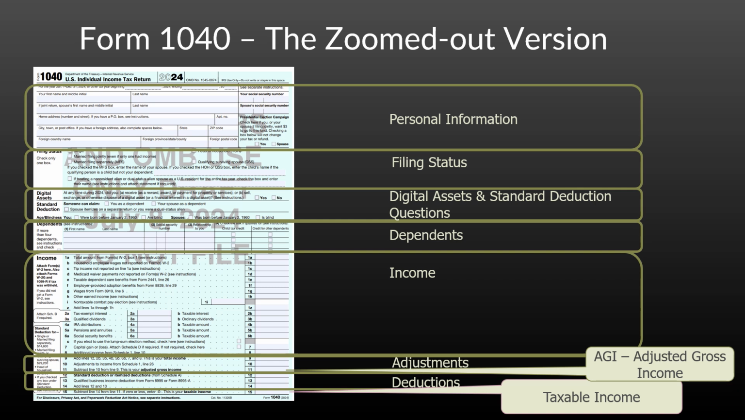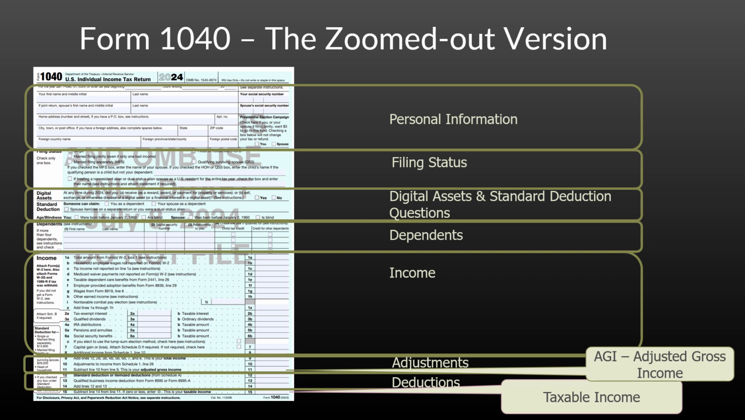And here in our zoomed out view, we are going to look at the overall structure of the form. This first section is for basic information about the taxpayer. The second section is for filing status, and we'll learn more about that in our next lesson. But as a preview, some of the more common ones that you might be familiar with are married filing jointly, single, and head of household.